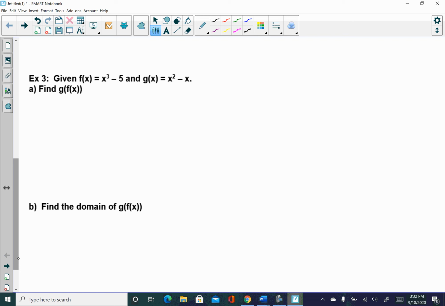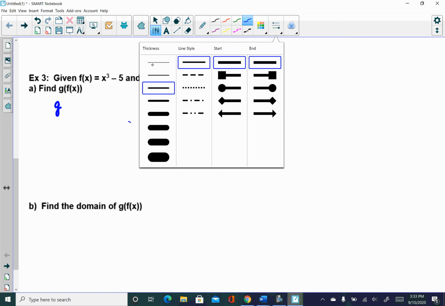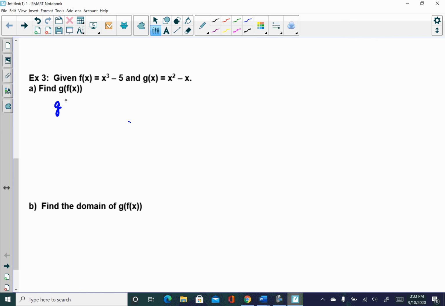Example 3, the only difference here is that you are not putting in a value, you're just doing a function within a function. So here we want to find g of f of x. So if we work from the inside out, replace f of x, so f of x is x cubed minus 5. Now this says go to your g function, everywhere you see an x, plug in x cubed minus 5. So (x cubed minus 5) squared minus (x cubed minus 5), right?